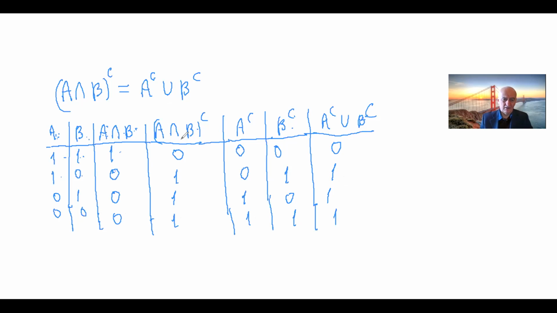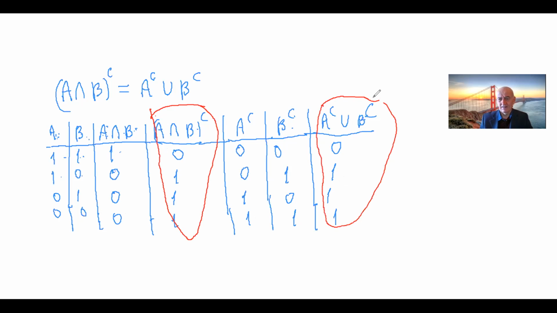Yeah, I think it's clear. Okay, very good. Now we need to prove that these two sets are equal. And what we need is just to compare these two columns. They are the same, they are identical columns. And it's proved that these two sets are equal.